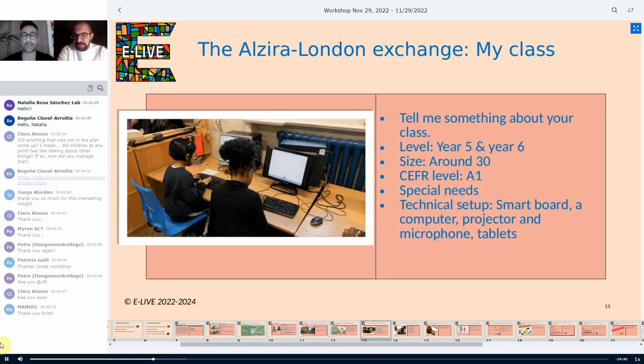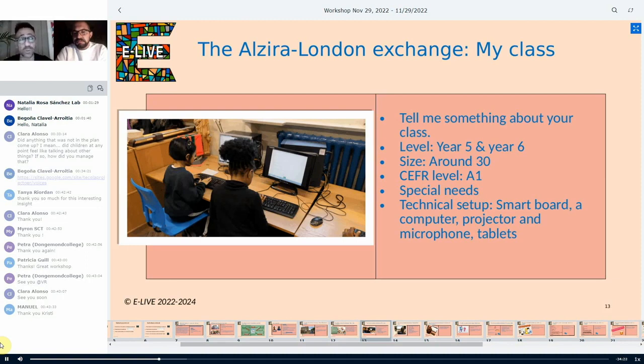Okay, tell me about the main characteristics of your class. Yeah, the class that I had, in fact, I mixed two different groups. I got kind of half and half, and it was year 5 and year 6. In total, I had 30 students, roughly. We had some SEN children, so children with special needs.